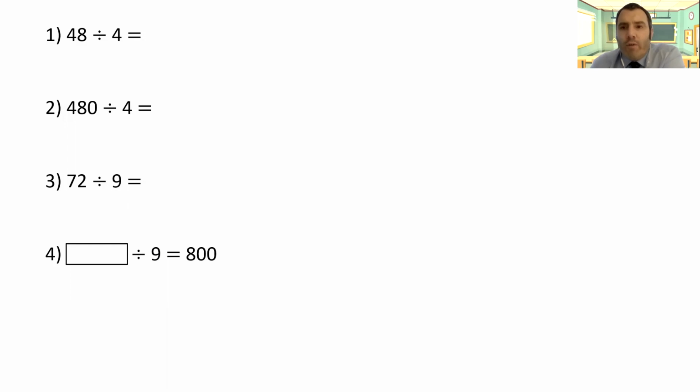If I was going to use the grid method, I'd have my 10s and my 1s, my 4 separate rows. I put 1 10 in each row, and I put 2 1s in each row. Again, giving me the answer of 12.